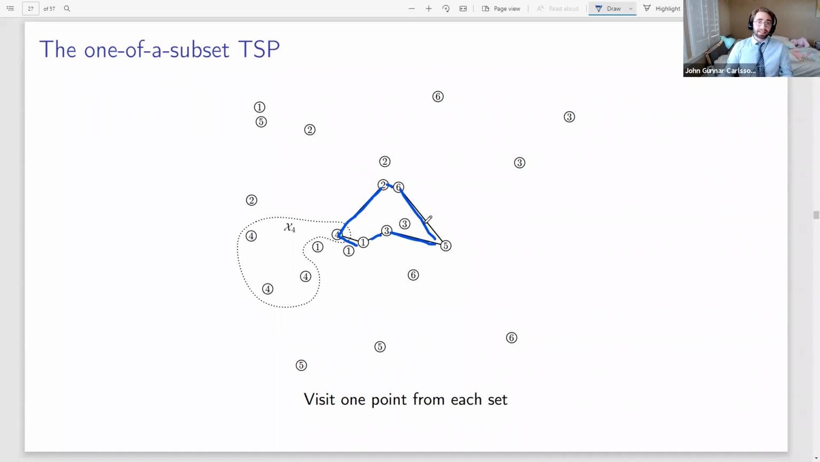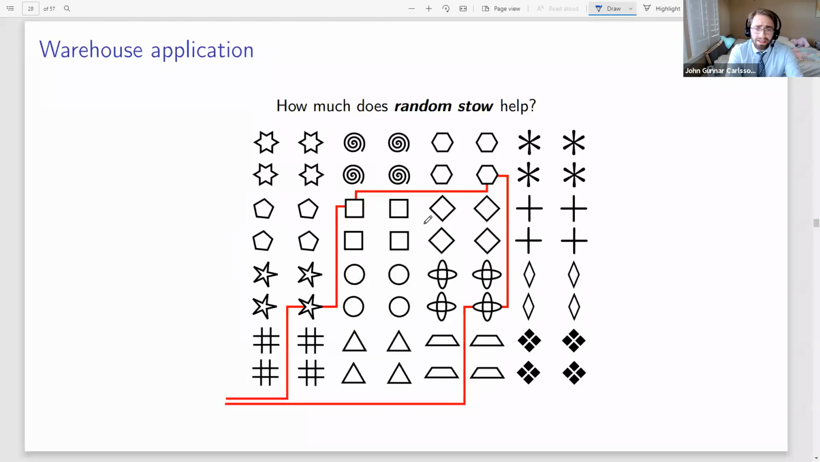So this is a generalization of the traveling salesman problem, because it's not just visit all these points. You have to select which point you're going to visit. The application that motivated this is something called random stow. I did some work with JD.com, which is this gigantic retailer in China, and the team that worked on that was just nominated for the Edelman Prize, which we're very happy about. They are interested in something called random stow, which Amazon already uses to great effect. It's very efficient for them.